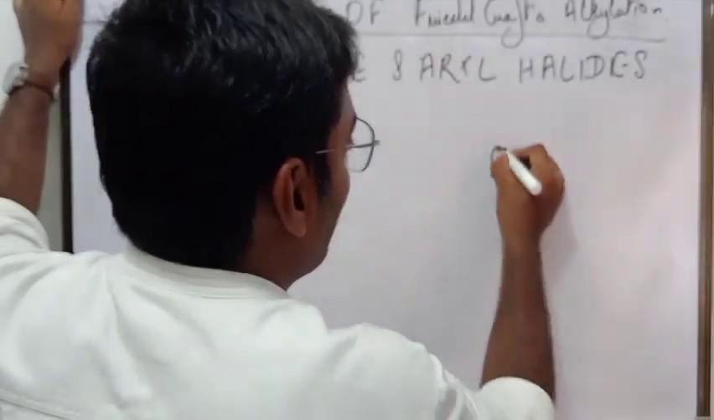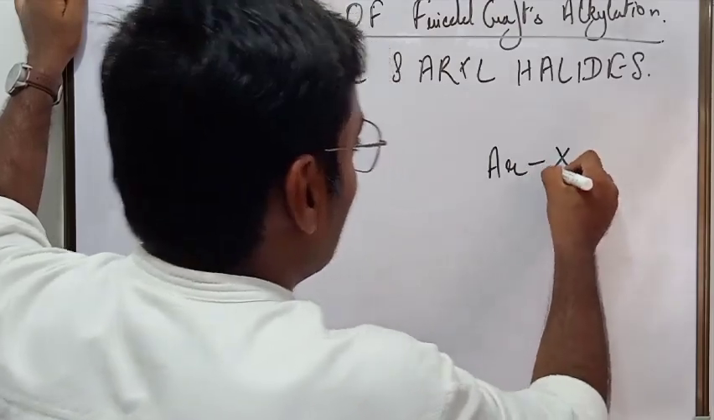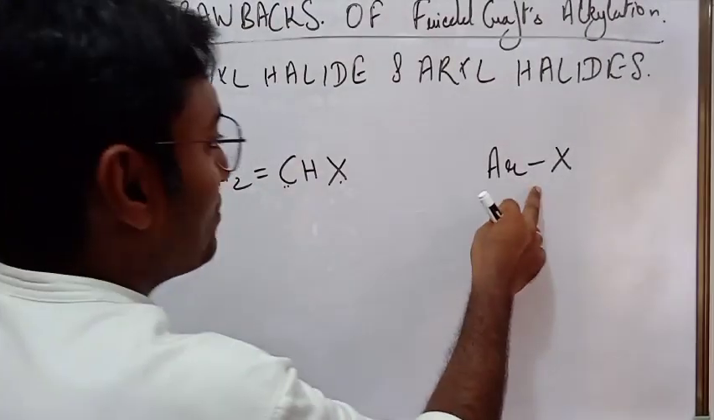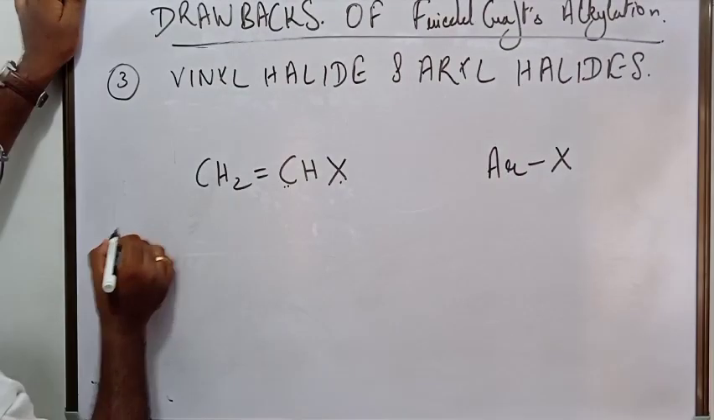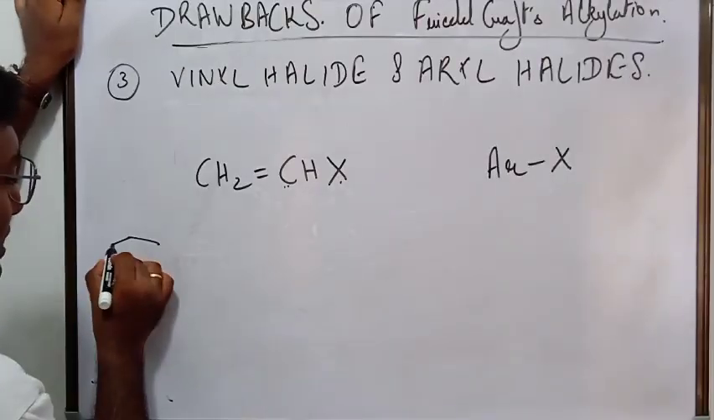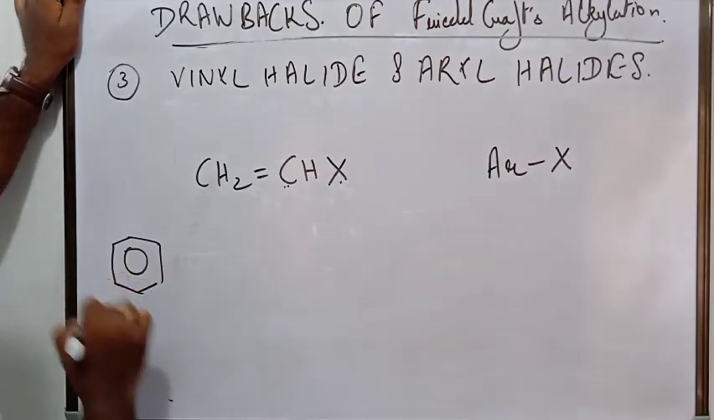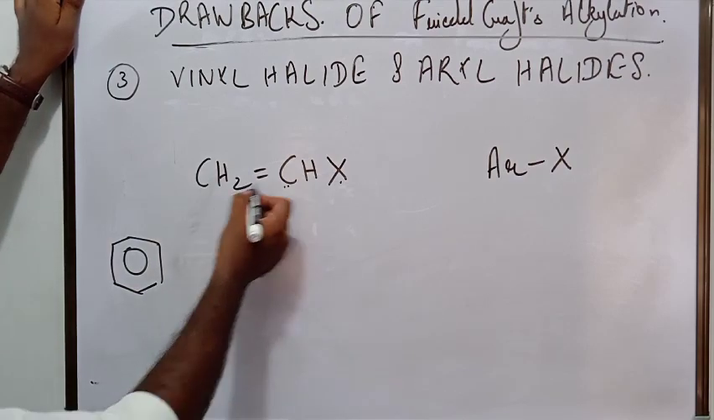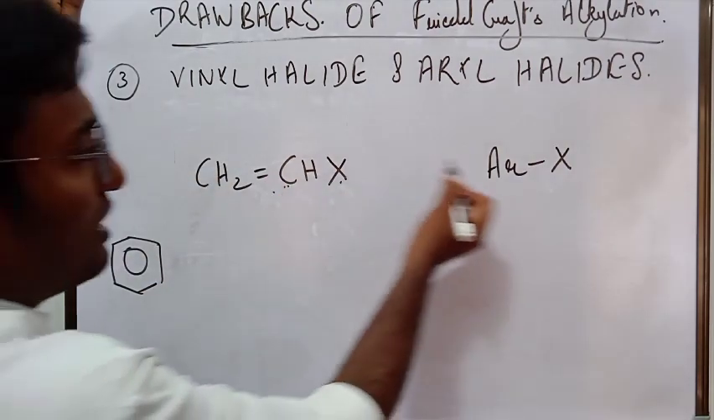An aryl halide is ArX. So these two things can't undergo Friedel-Crafts alkylation. That is, these two things can't attack the benzene ring. That is what it means. Why can't these two attack the benzene ring?